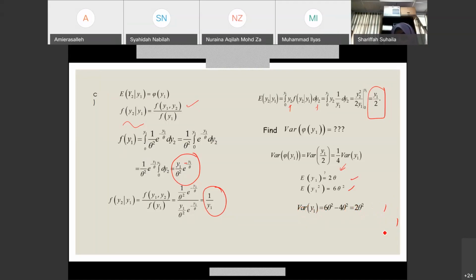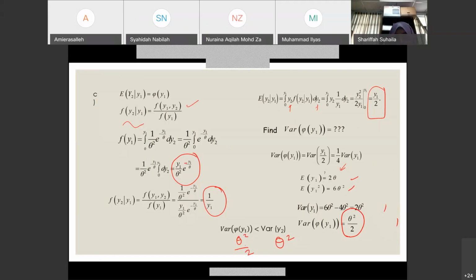So 2 theta square here. Kita dapatkan variance Vy1. You will get theta square over 2. Okay. Whereas Vy1 kita adalah theta square over 2. Whereas y2 tadi, kita dapat theta square. So, of course, your variance Vy1 is less than theta square. Okay, so that means kita dah achieve lah. Kita dapat uniformly minimum variance unbiased estimator, which is your Vy1.